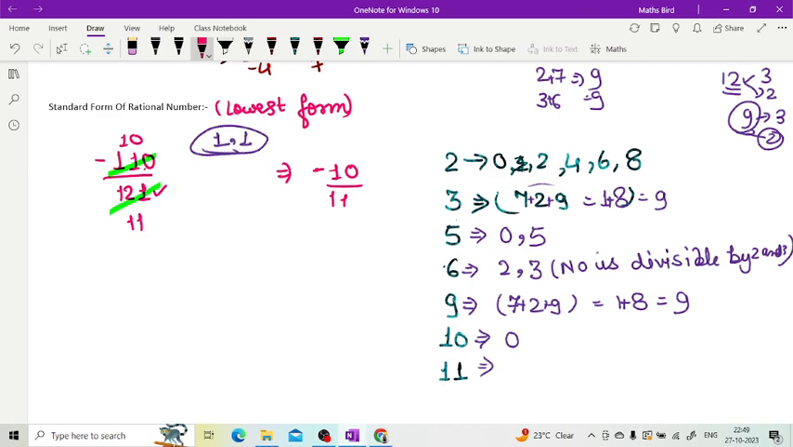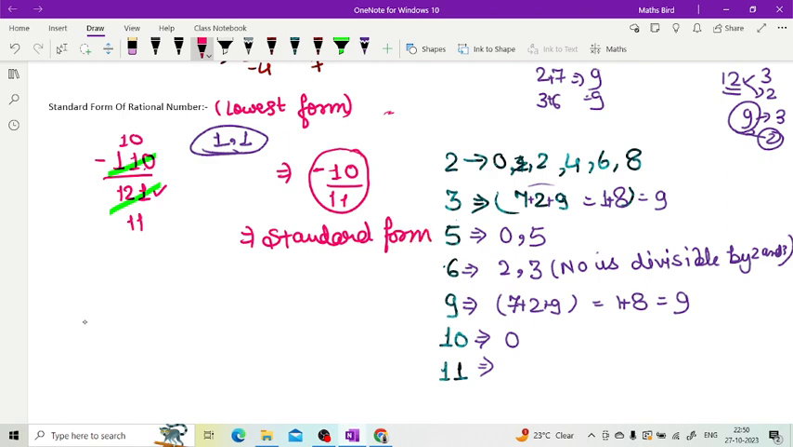Now my question is, is there any common number by which both the numbers can be divisible? No. 10 and 11, there is no such number. There is not any number by which 10 and 11 both will be divisible. So this is the lowest form of the rational number. This is the lowest form, and this is also known as the standard form.